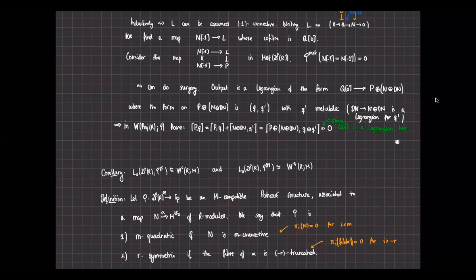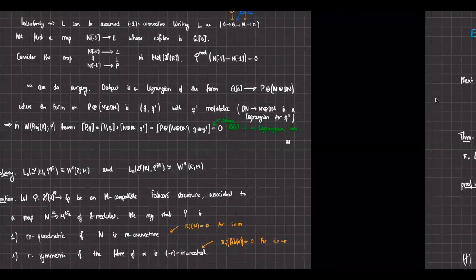So again, that just means that its homotopy groups are 0 below degree n. And we say that Q is r-symmetric if the fiber is minus r truncated, which means that the homotopy groups of the fiber of alpha, so the fiber of this map, are 0 for i greater than minus r. It has only homotopy groups in the low range. So the n-quadraticity is something that will appear in an argument very similar to the one that we've seen. r-symmetric structures are things that we will encounter soon.